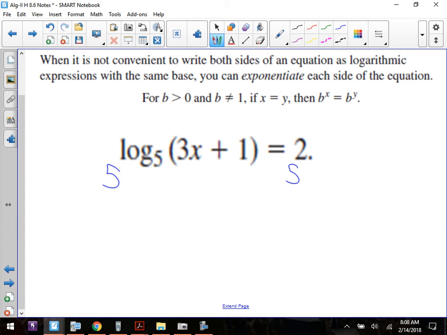By exponentiating, if you exponentiate both sides, it stays balanced. Nothing changes. You're taking that log and raising it to become an exponent. That base 5 and the base 5 of the log are the same, so they cancel each other out. They're inverses, which leaves you 3x plus 1 equals 25.